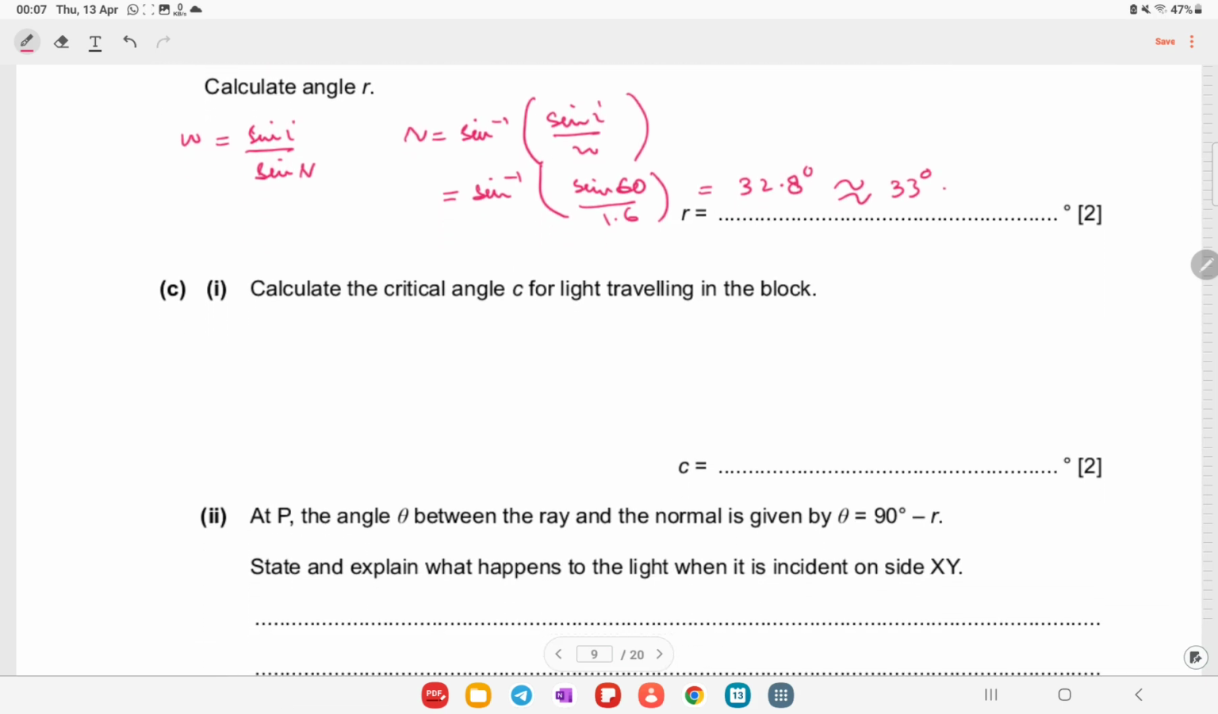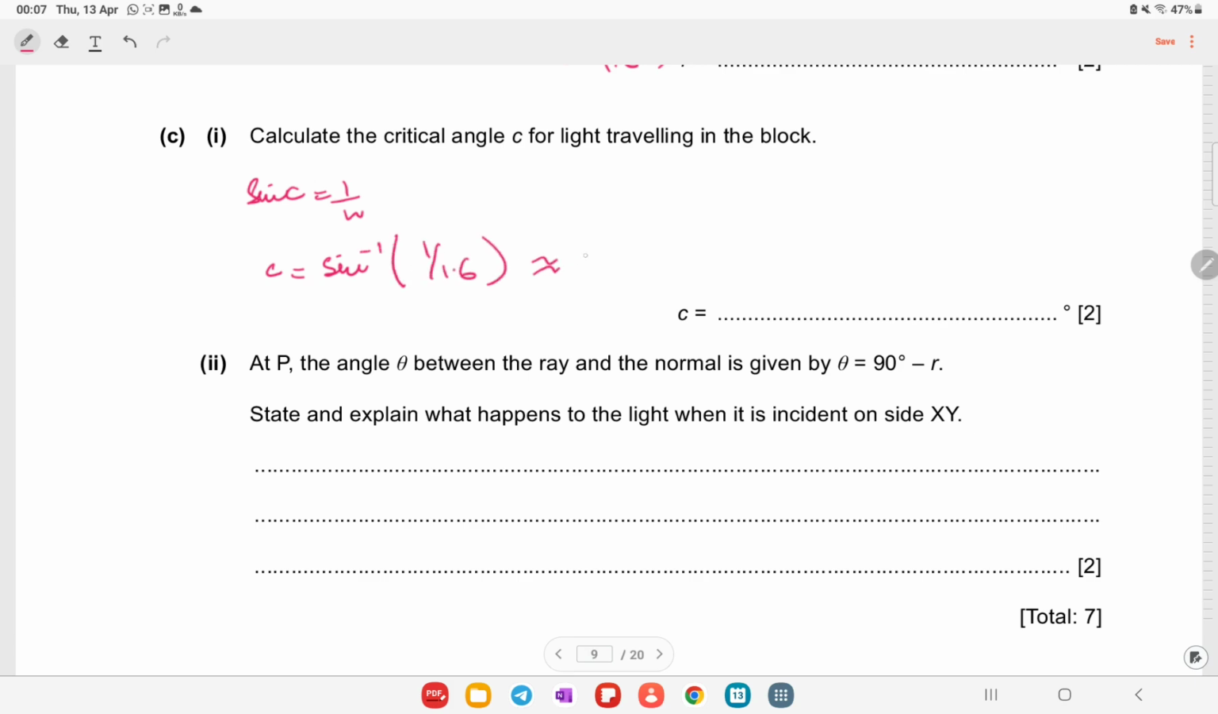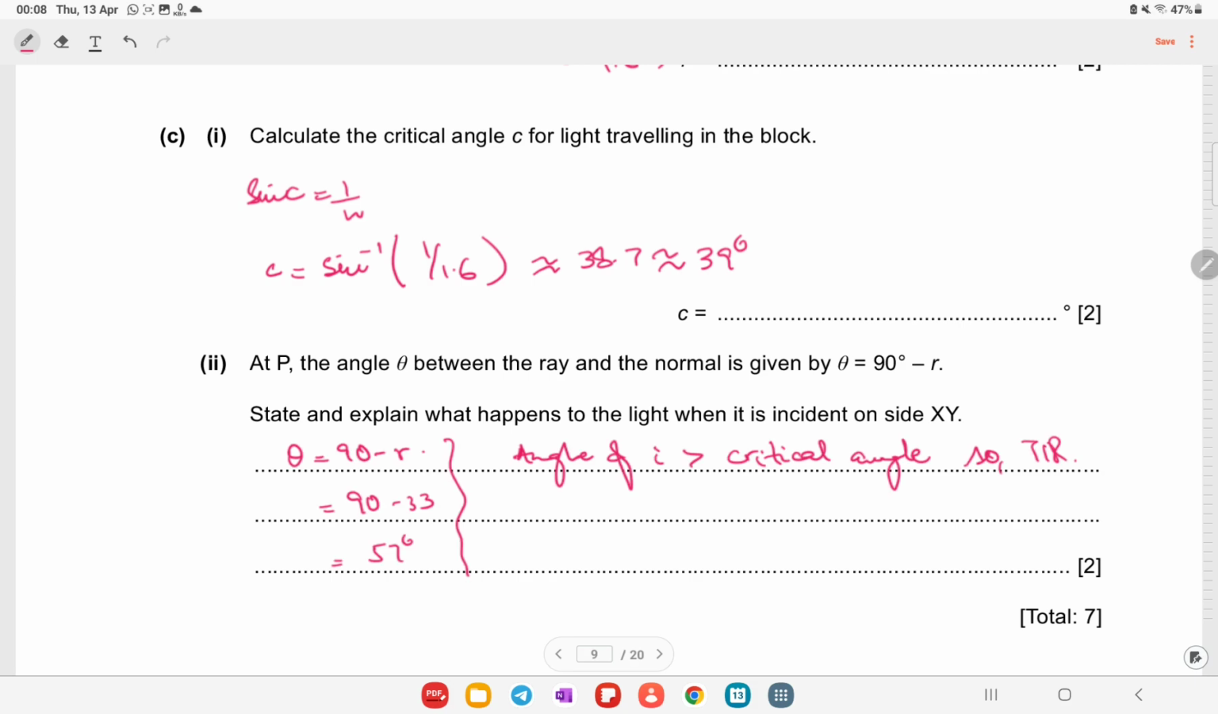Calculate the critical angle C of the light traveling in the block. The critical angle formula is sine C equals 1 over n. So C equals sine inverse of 1 over 1.6, which is 38.7, around 39 degrees.